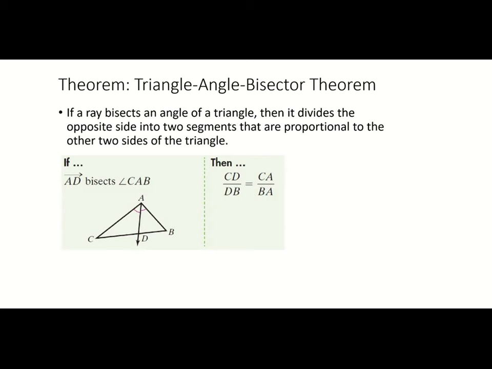All right, so the last theorem that we're going to talk about is the triangle angle bisector theorem. Definitely can't say that 3 times fast. This theorem says if a ray bisects an angle of a triangle, then it divides the opposite side into two segments that are proportional to the other two sides of the triangle. So here is a ray that bisects an angle of the triangle. And what it's going to do is divide that opposite side into two segments that are proportional. So those are our two segments. They are proportional to the other two sides of the triangle. So CD over DB is proportional to the legs, like CA to BA.